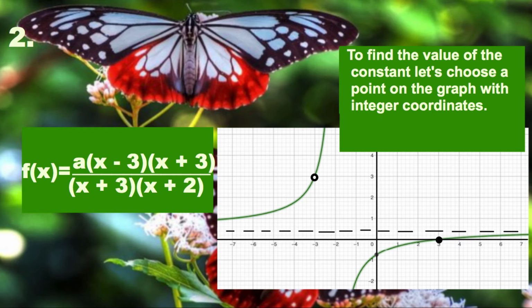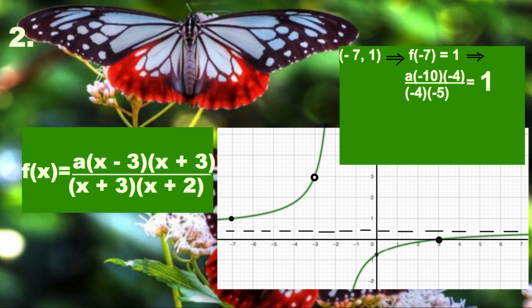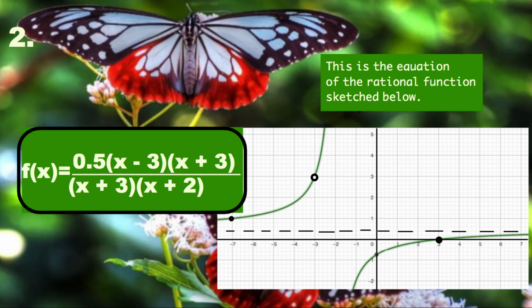To find the value of the constant, let's choose a point on the graph with integer coordinates. Let's select this point of coordinates negative 7, 1. Thus, f of negative 7 equals 1. Thus, a times negative 10 times negative 4, everything over negative 4 times negative 5 equals 1. Simplifying this, we obtain 2a equals 1, which is equivalent to a equals 0.5. This is the equation of the rational function sketched below.